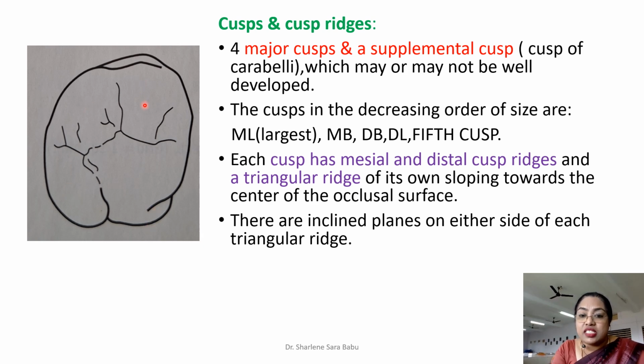And each cusp has mesial and distal cusp ridges and a triangular ridge of its own sloping towards the center of the occlusal surface. And there are inclined planes on either side of the triangular ridge.